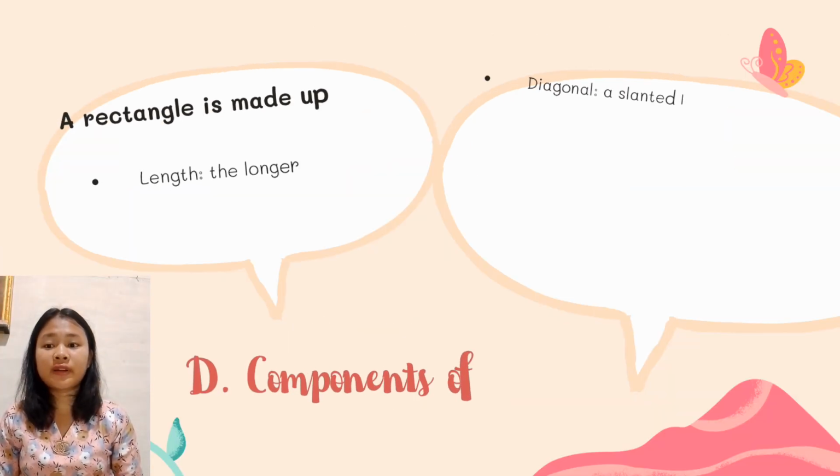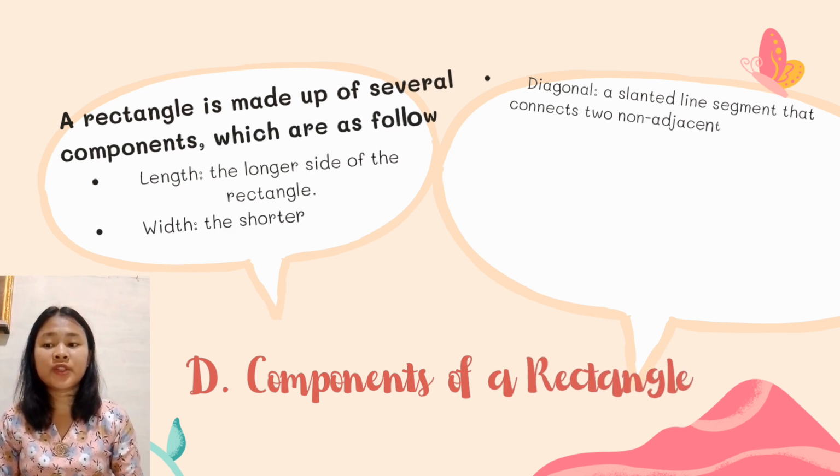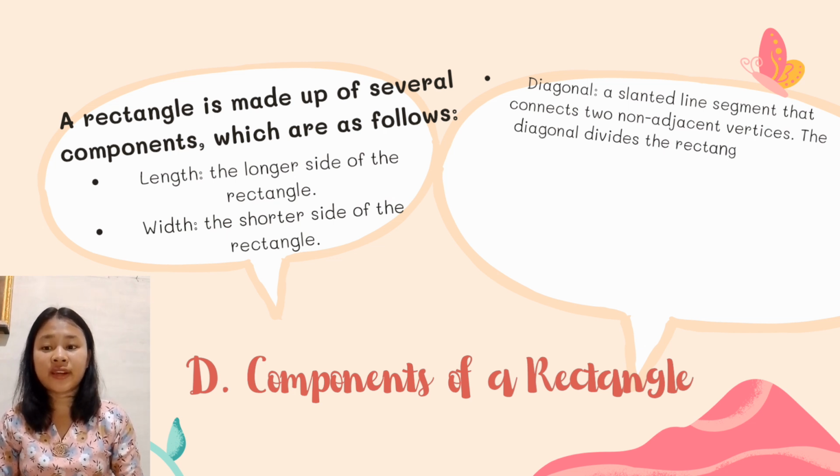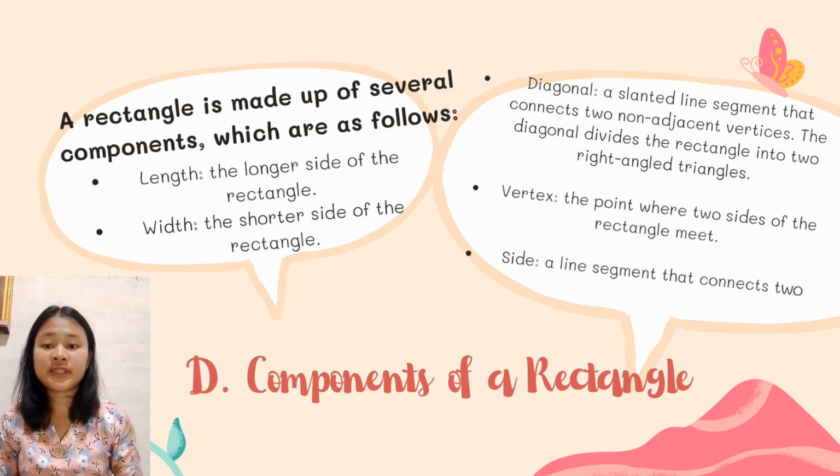D. The components of a rectangle. A rectangle is made up of several components, which are as follows. 1. Length, the longer side of the rectangle. 2. Width, the shorter side of the rectangle. 3. Diagonals, a slanted line segment that connects two non-adjacent vertices.